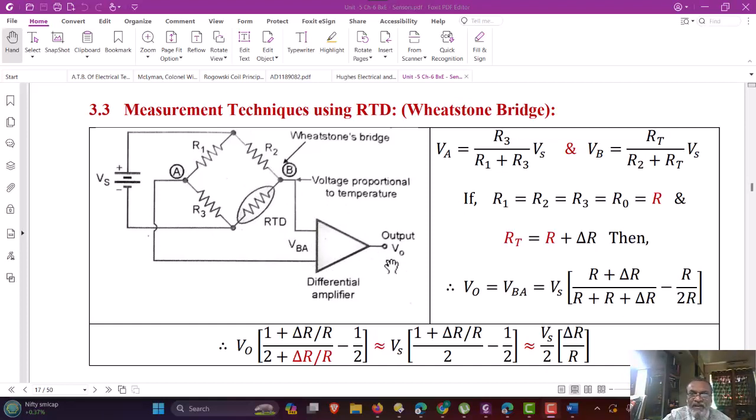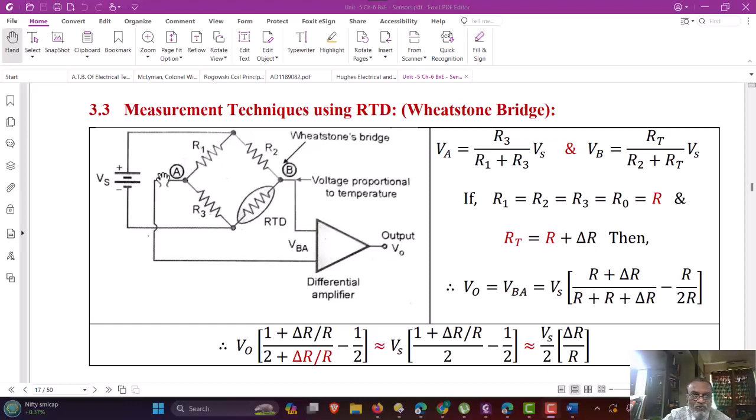and this amplifier is a differential amplifier. The output of this amplifier is the gain of the amplifier times the input differential voltage VAB. We can find out the output voltage that is generated by this Wheatstone bridge when there is a change in resistance of the RTD. Let us apply the principle of voltage division theorem to the bridge circuit arms using R1 and R3.